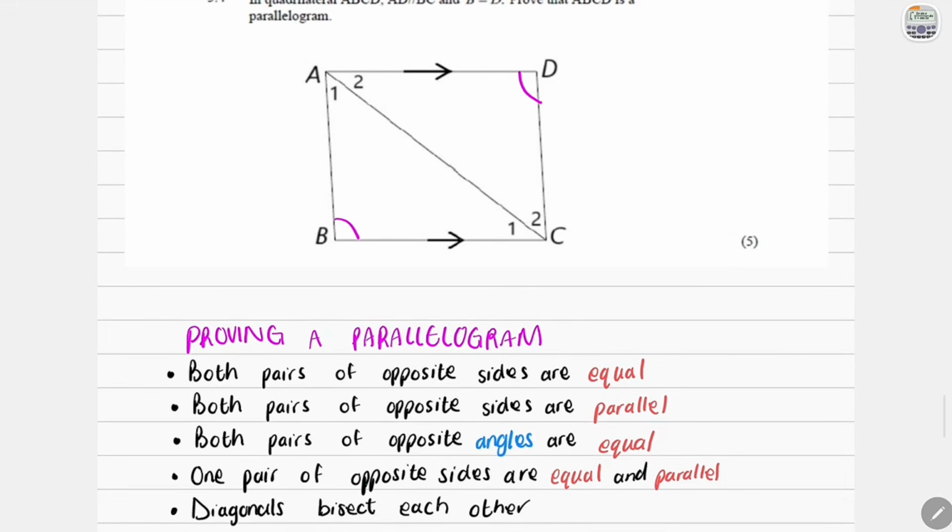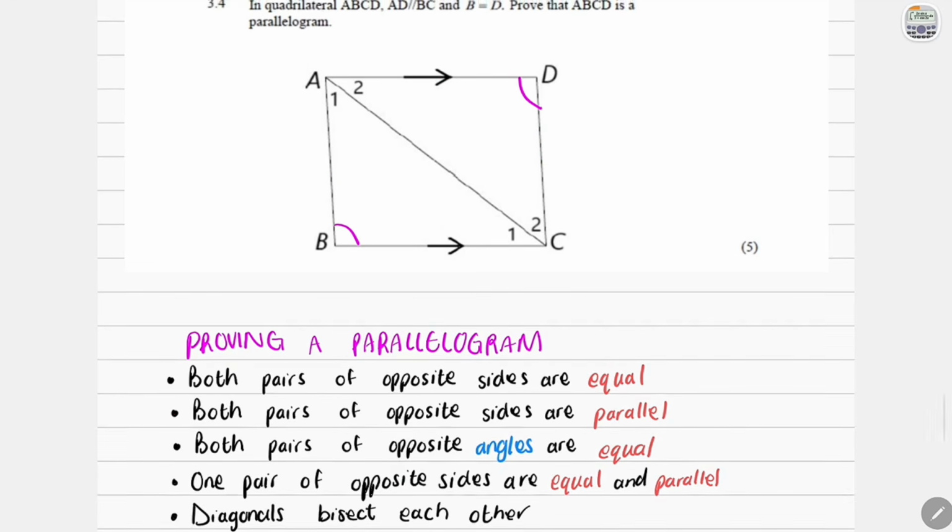And then the second case, we could look at both pairs of opposite sides being parallel. We already have one pair being parallel. If we can prove that the other pair is also parallel, then that is it. So we could also just go with that as well. We can also prove that both pairs of opposite angles are equal because in a parallelogram, like we saw in the previous question, the opposite angles are going to be equal. We could go for that. And then one pair of opposite sides being both equal and parallel. That's also another nice one to go for because we already have these being parallel. So if we could just prove that they are equal, we're done as well.